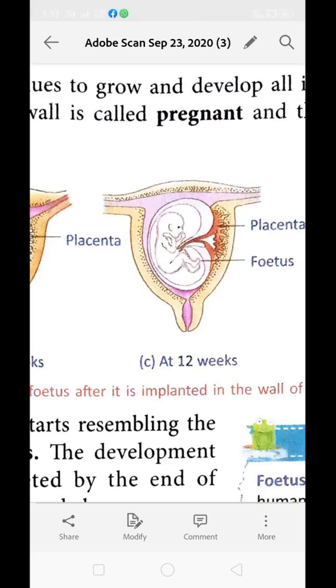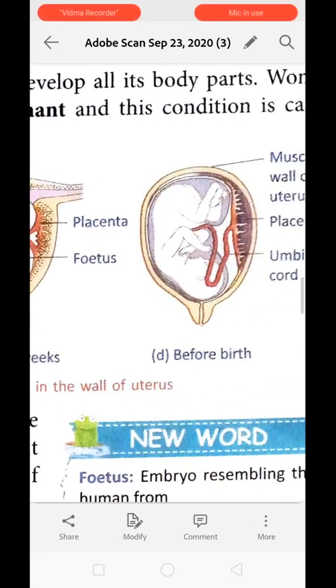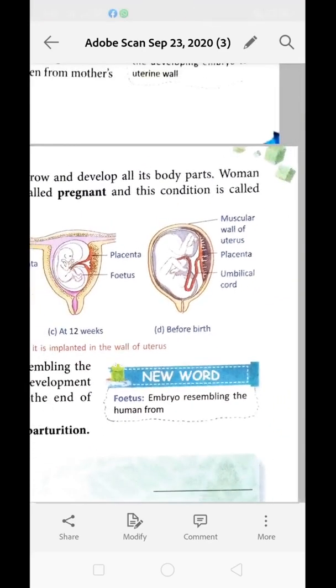The development and growth of the fetus takes about 280 days, or we can say 9 months. After that, the child is born. The act of giving birth to a baby is called parturition. Understood?